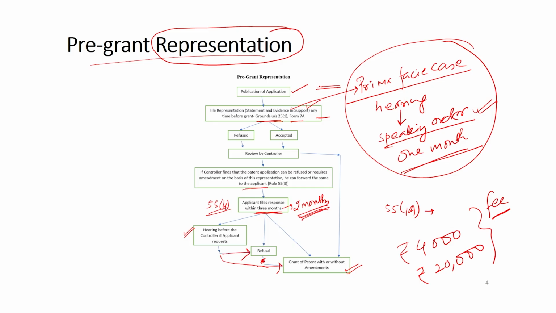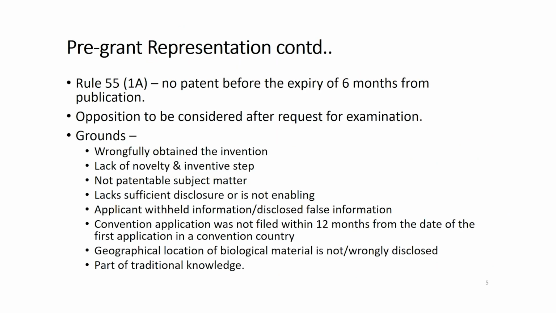That is how the very nature of pre-grant representation has changed. So, these are the changes done in 2024. There are few points which I will quickly mention. If you look at this slide, Rule 55(1)(a), I already mentioned that no patent shall be granted before the expiry of 6 months from publication.